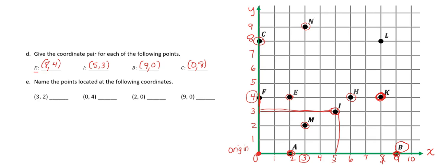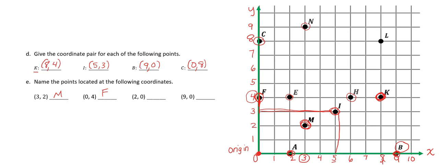For question E, we've been given the coordinate pair, and we have to decide what letter is at that point. So the first pair is 3, 2. So we'll start at the origin, move over 3, up 2, and we get to letter M. The second pair is 0, 4. That means I'm not going to move over on the axis. I'm just going to go up 4. If I go up 4, that gets me to point F.